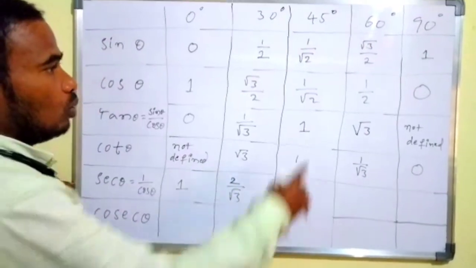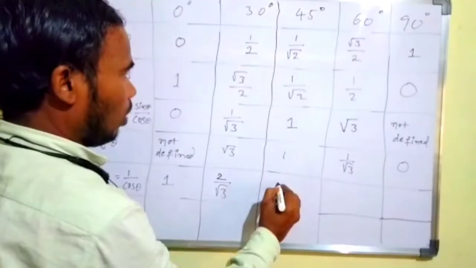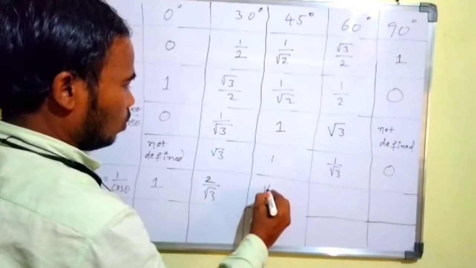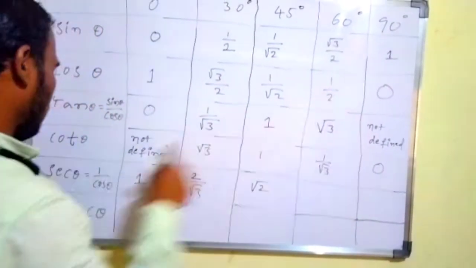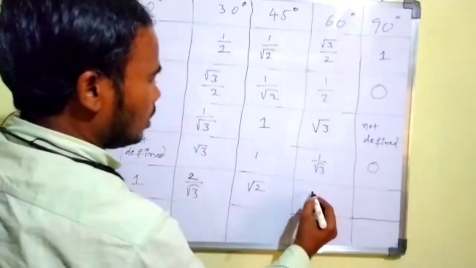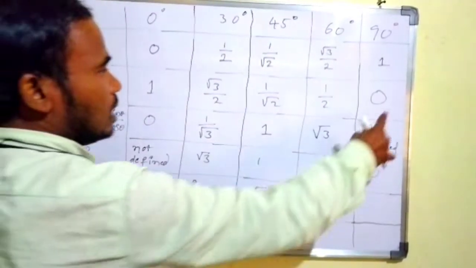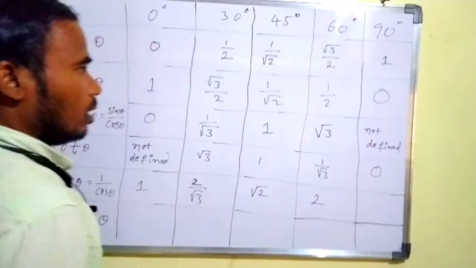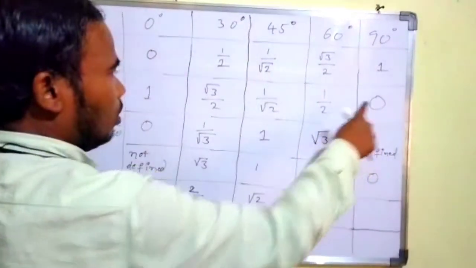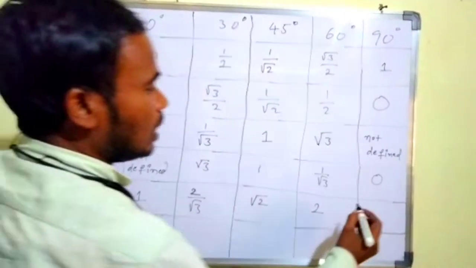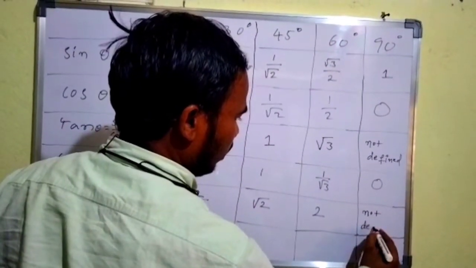Got it. Now this one also, the reciprocal, what is that? 1 by root 2 is there. Here is sec theta at 45. The reciprocal of this is root 2. This much only. Here at 60 degrees, the cos theta reciprocal, what is that? 1 by 2, it is simply 2. So the reciprocal, 1 by, here the cos theta value is 0. 1 by 0 means that is not defined.